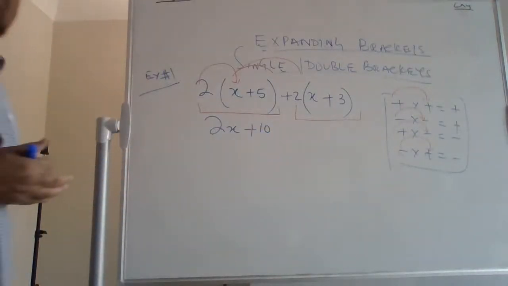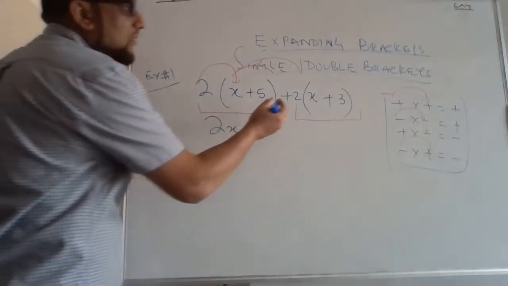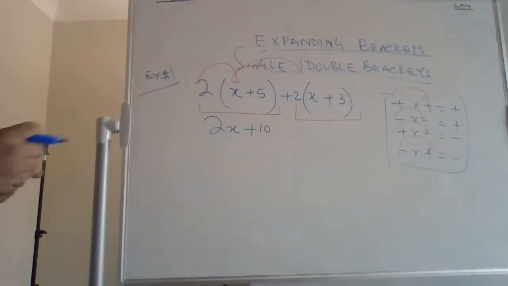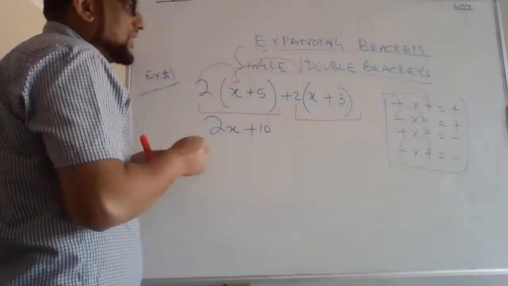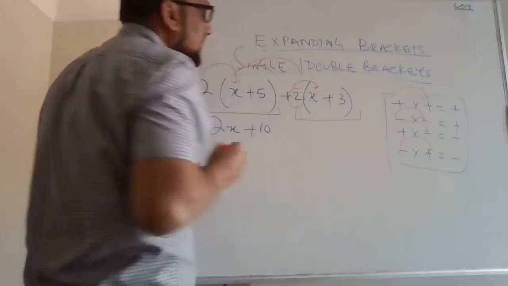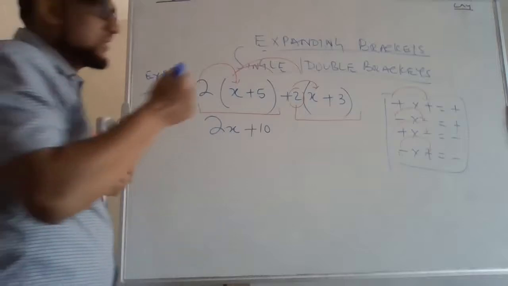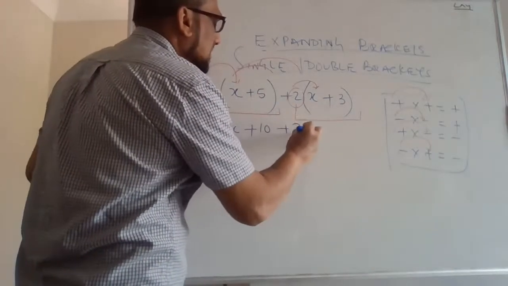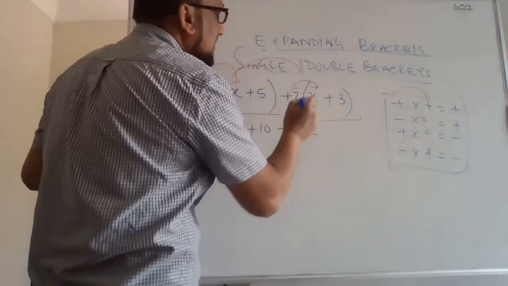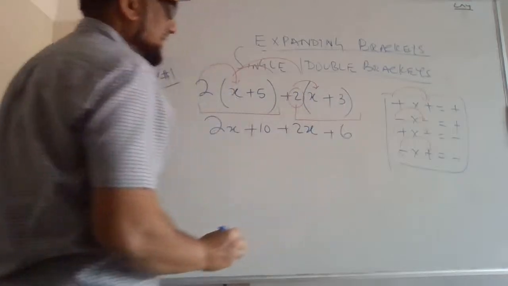Now move to the second bracket, which has a sign of plus 2. The first step is the same, we need to repeat it: minus times minus 2x is plus 2x, and plus times plus means 2 times 3 is 6.